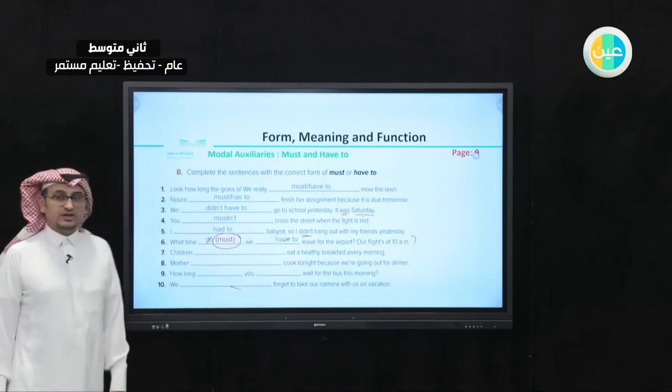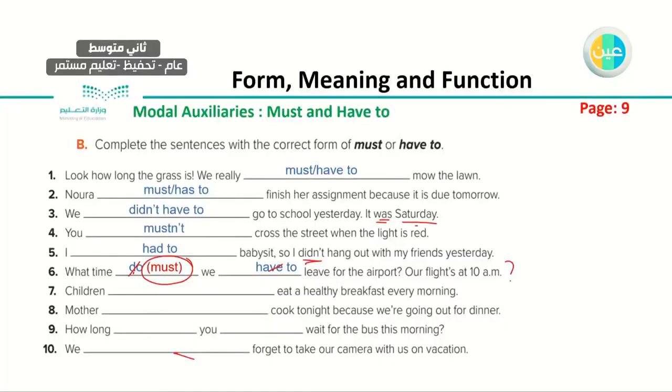Okay, number 7. Children eat a healthy breakfast every morning. Yeah, they have to. They must. Okay, must or have to eat a healthy breakfast every morning.